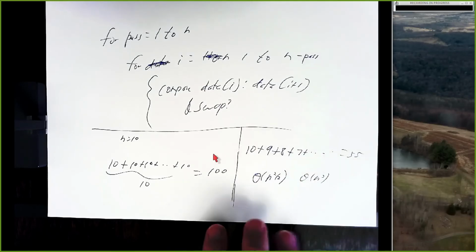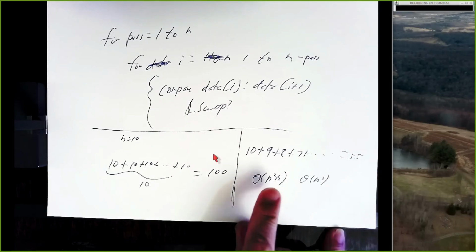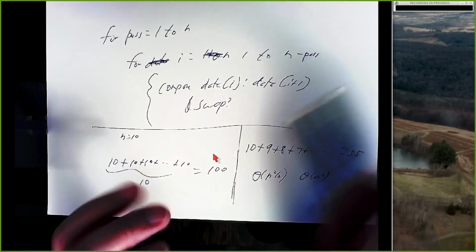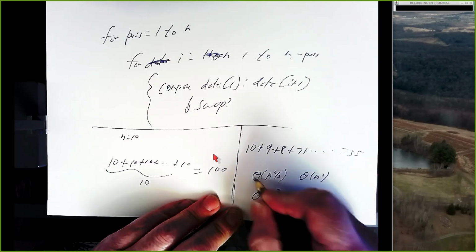Remember, these orders aren't looking at the absolute time. They're looking at, if I double n, what happens to n squared over 2? It goes up by 4. If I double n, what happens to n squared? Goes up by 4. So these are the same order of complexity. Let me write it like this, n squared over 2.